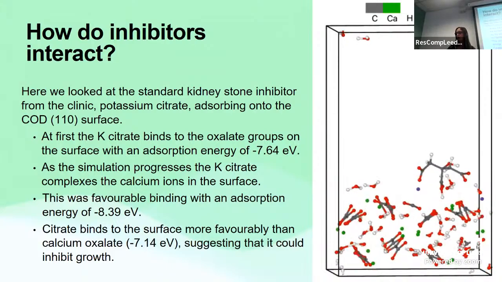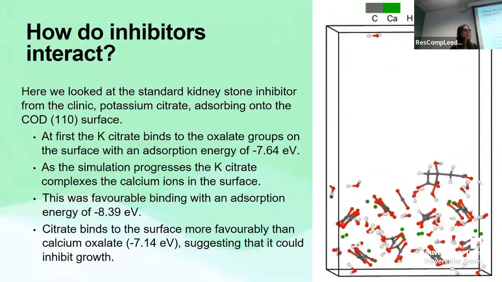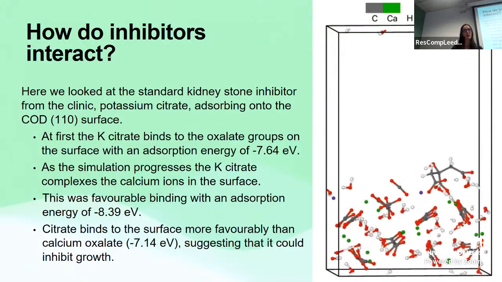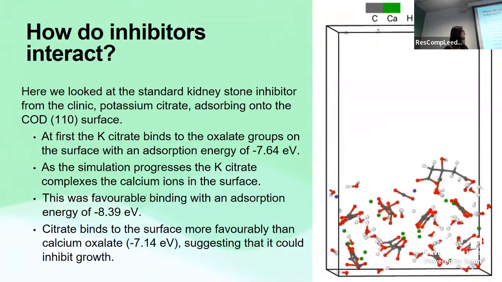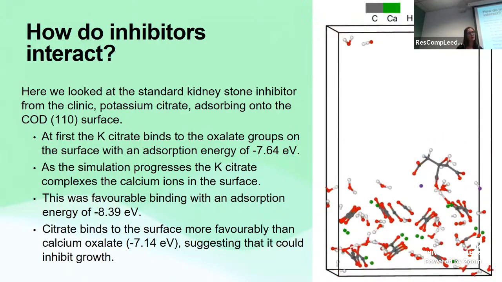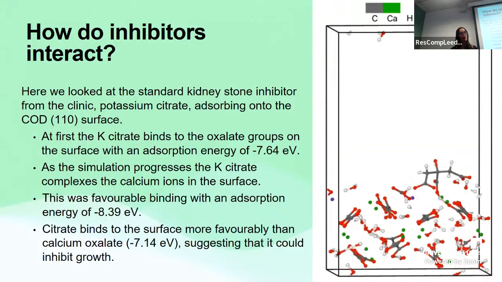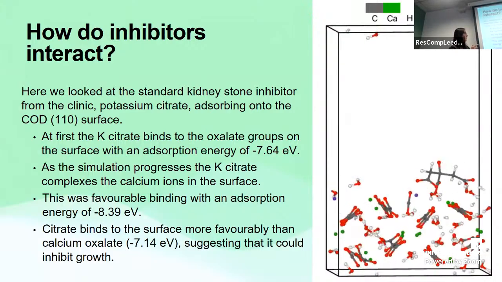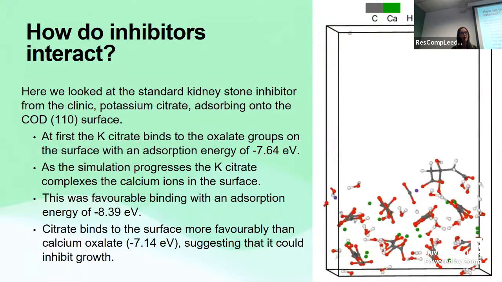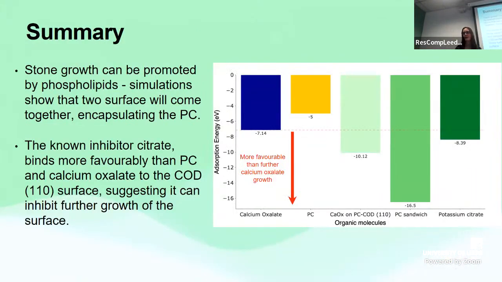And what we found was that the potassium citrate binds to the oxalate groups on the surface first, and then it binds to the calcium ions, as it has carboxylate groups, which act as calcium chelators in the citrate. And when this bound to the surface, we bound with a -8 electron volt energy, which was more favorable than the calcium oxalate binding onto the surface, suggesting that the citrate could actually bind preferentially over the calcium oxalate and potentially stop growth.